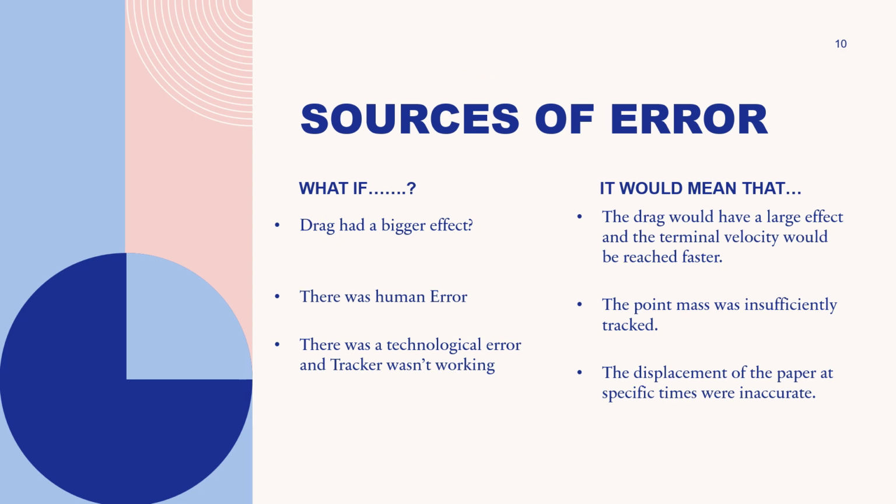Now let's talk about the sources of error. What if drag had a bigger effect? It would mean that the terminal velocity would have reached faster. And what if there was human error? That means that the point mass was insufficiently tracked on Tracker. Personally, I tried to use the center of mass to track the paper, but there's a lot of potential for error. Now, what if there was a technological error and Tracker wasn't working? It would mean that the displacement of the paper at specific times were inaccurate.